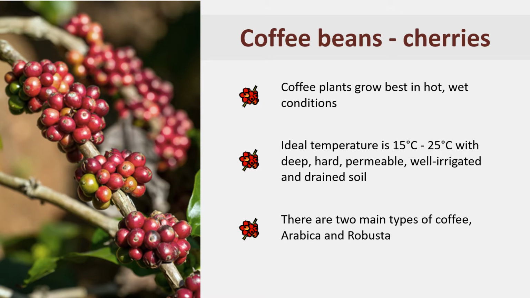There are two types of coffee, Arabica and Robusta. Arabica accounts for the majority of the world's production. Often, a customer will ask for a coffee product from a particular type of bean. You should be able to describe the characteristics of the different beans.